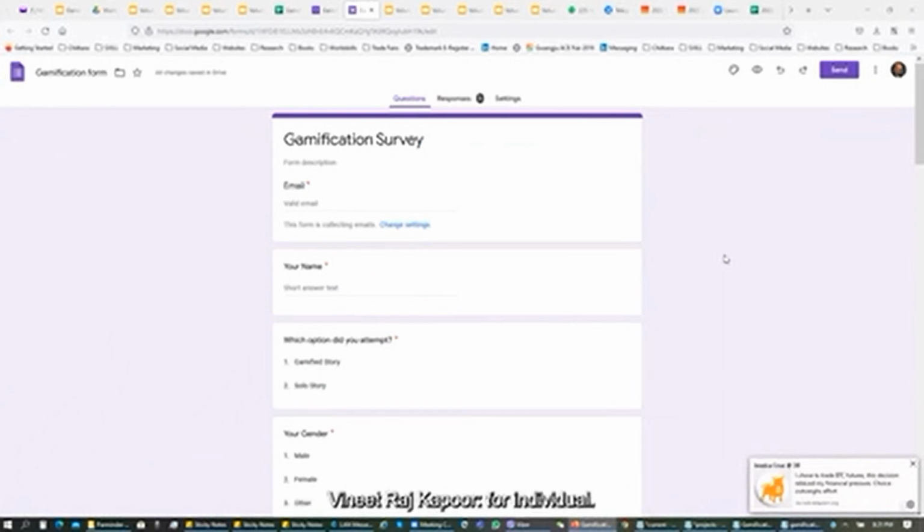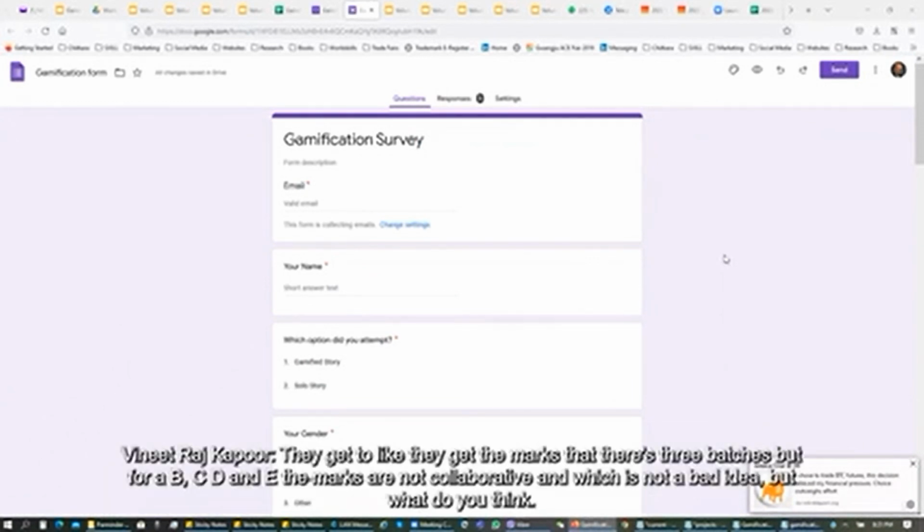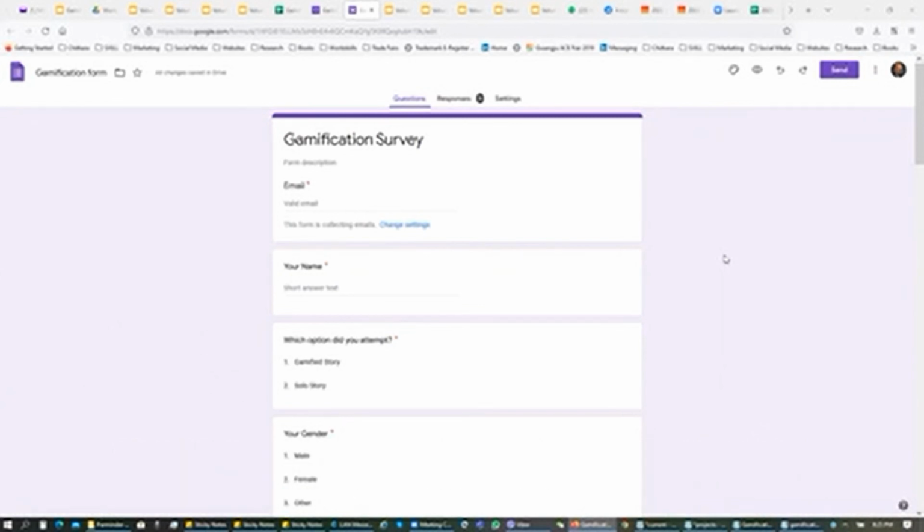For an individual, they get the marks that the story fetches. But for A, B, C, D, and E, the marks are now collaborative, which is not a bad idea. What do you think, Max? It will be very good to know your opinion on this.